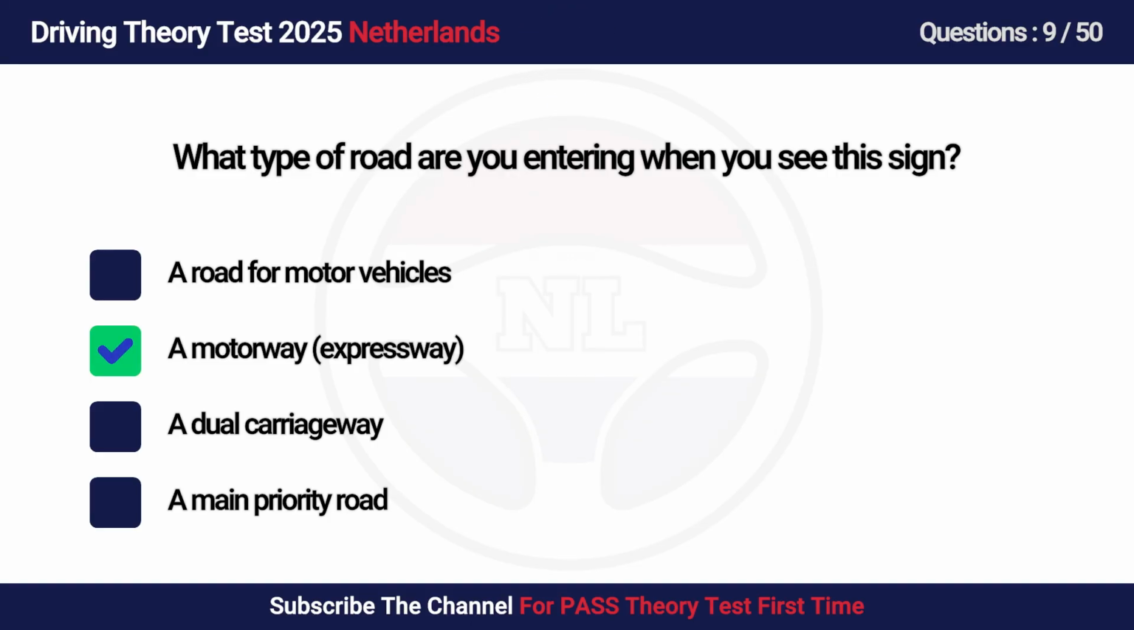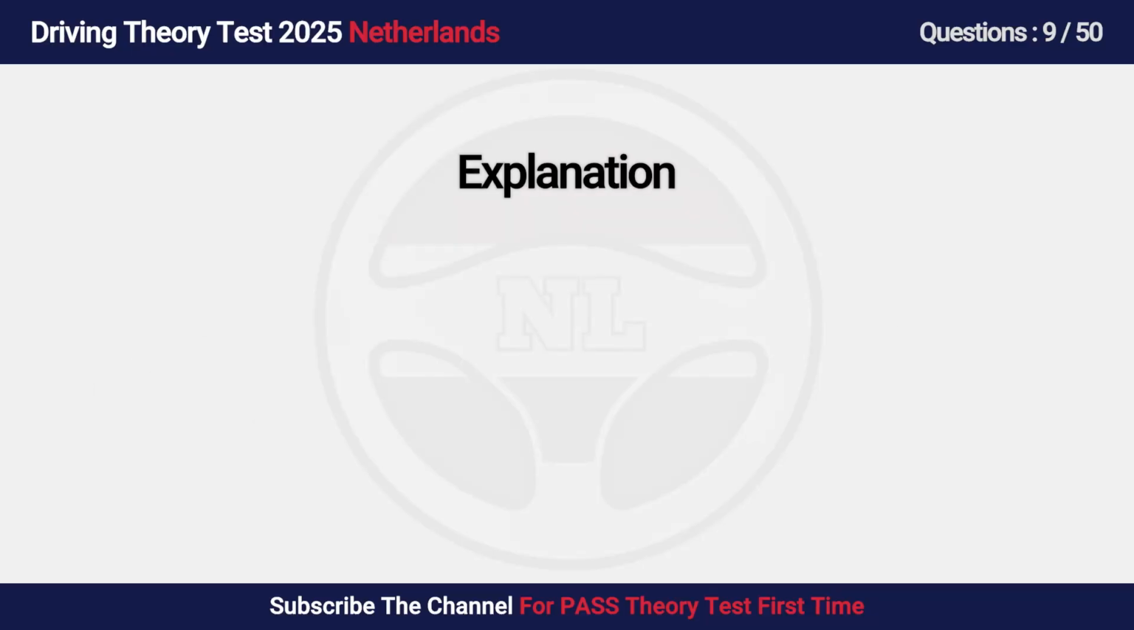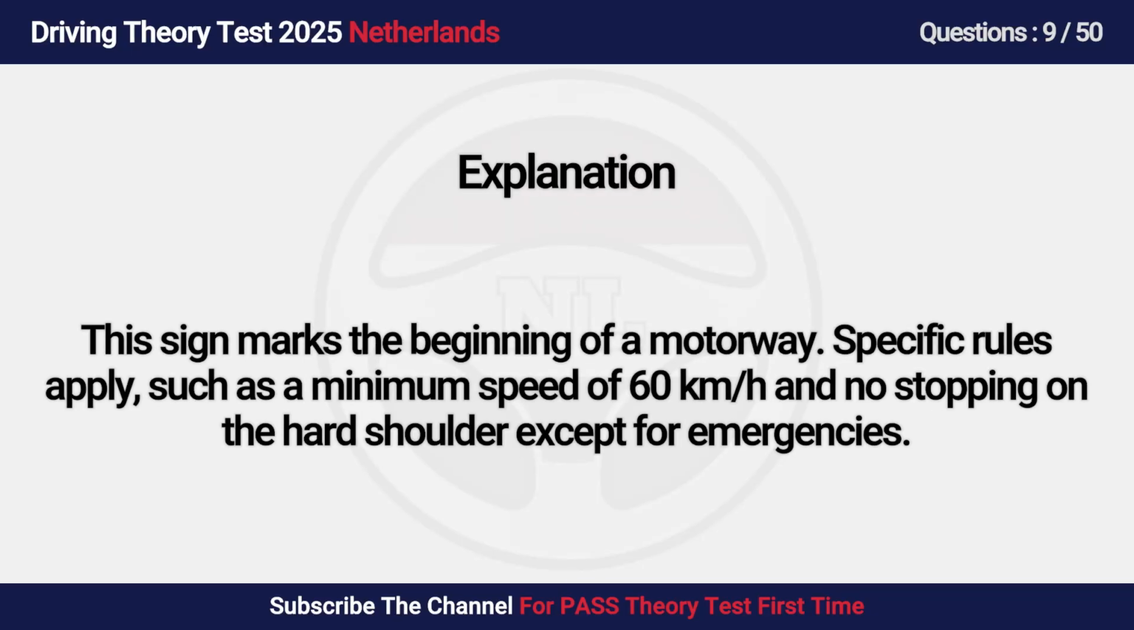Answer is B, a motorway, expressway. This sign marks the beginning of a motorway. Specific rules apply, such as a minimum speed of 60 and no stopping on the hard shoulder except for emergencies.